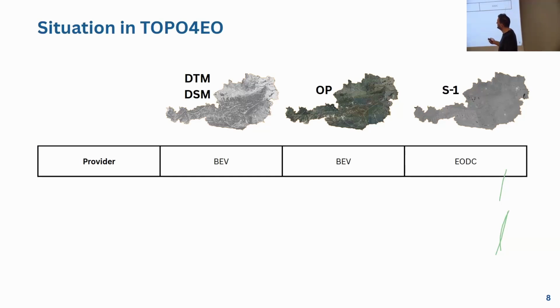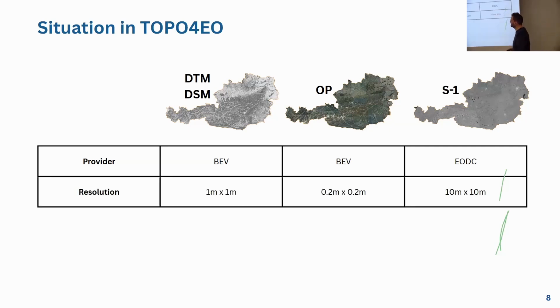So on the one hand, we are obviously interested in the DTM and the DSM, because they basically give us the geometrical properties. We might use the orthophoto, not only in the visible domain, but there is also the near infrared. And of course, we might want to use Sentinel-1, Sentinel-2. And I already listed here the providers. So the first two are already provided by the Open Data Portal of the BAV, the last one by the EOC. So we only have 2 different providers, which means we are already off to a good start.